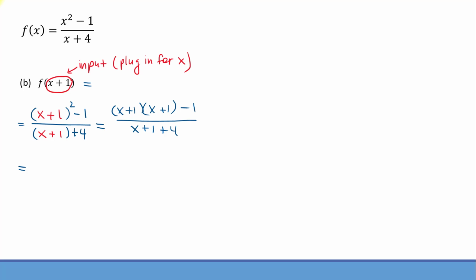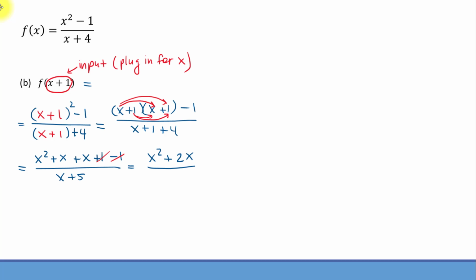Going back to the numerator, I will have to FOIL those two binomials. This will give me x squared plus x plus another x plus 1, and then minus 1 over, well, x plus 1 plus 4. 1 plus 4 I can add, so it's x plus 5. Okay, and now finally combine like terms. It's going to be x squared plus 2x, and in the denominator it's x plus 5. So f of x plus 1 equals this expression.